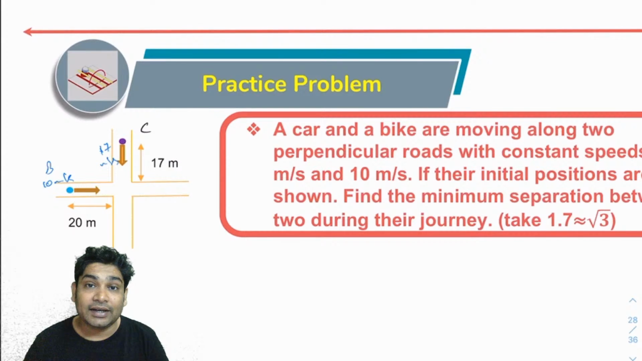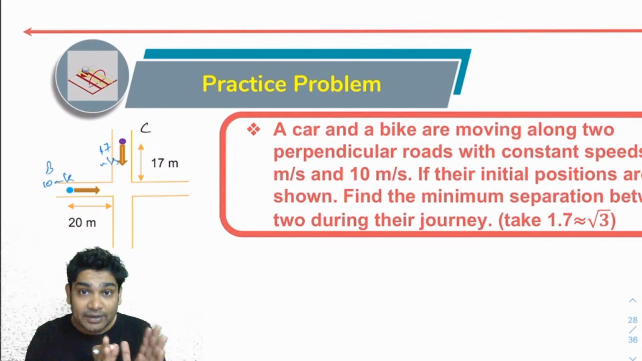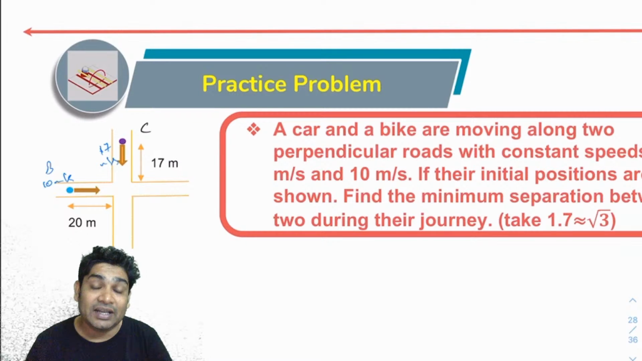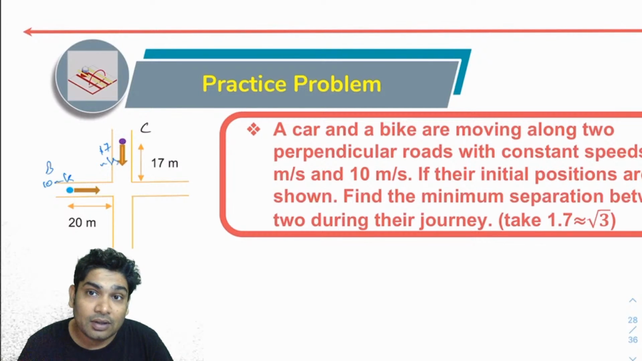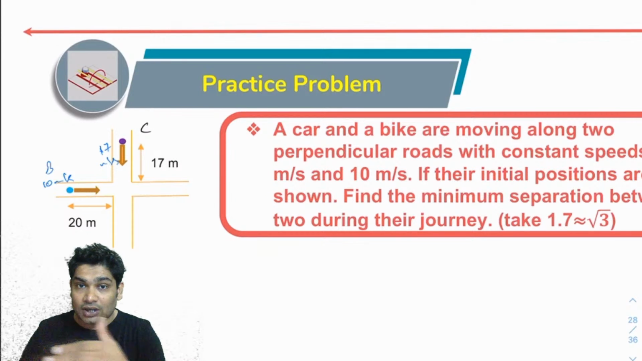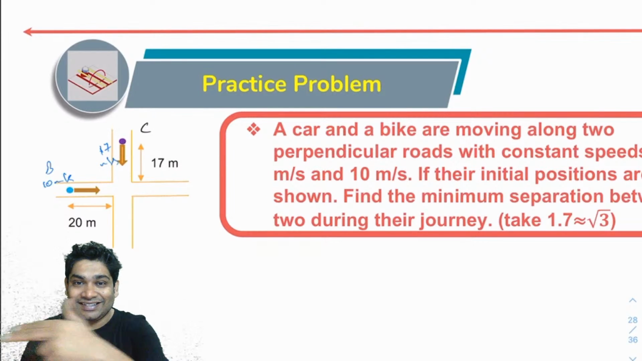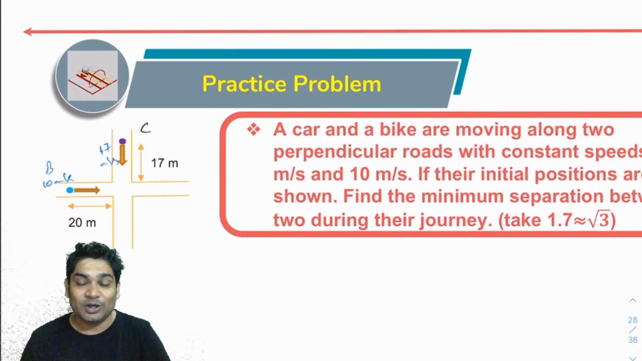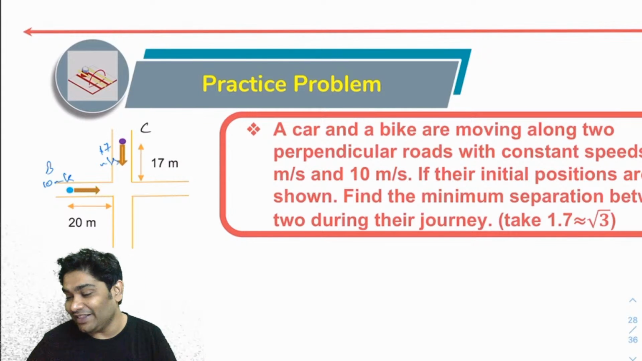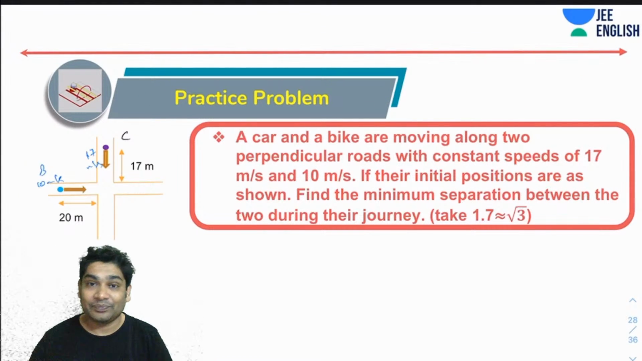And initially at t equals 0, the bike was 20 meter from the cross section. The car was 17 meter from the cross section. Now when they cross, they will cross like this. All right, so this is what they will do. Find the minimum distance between them during their entire journey.